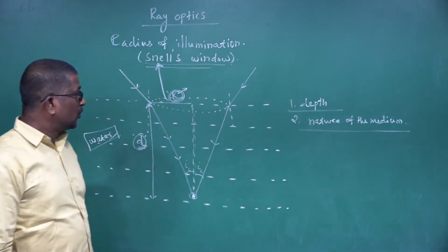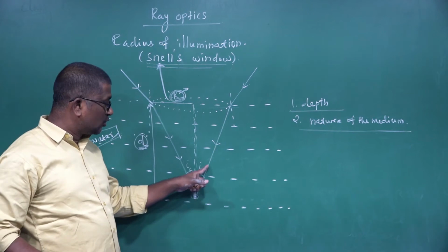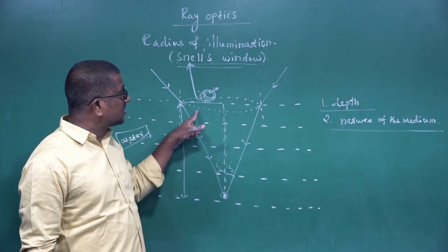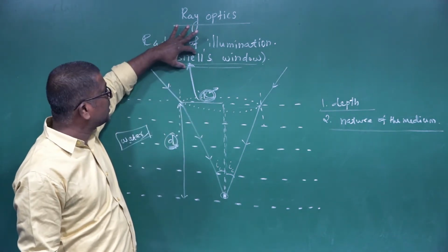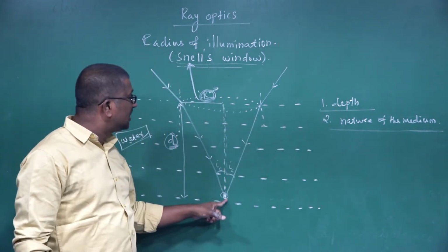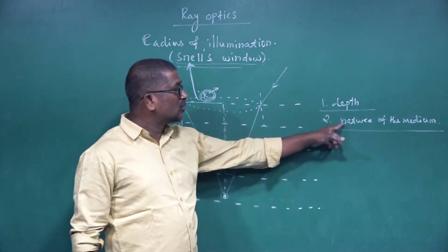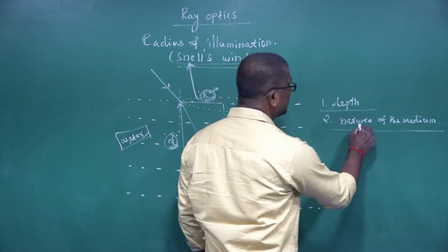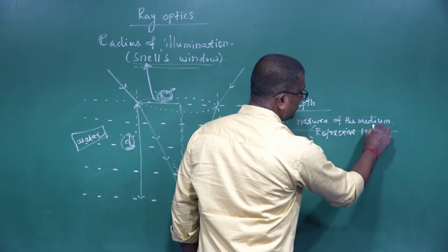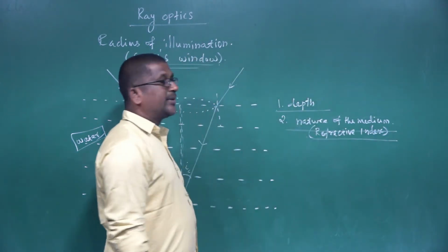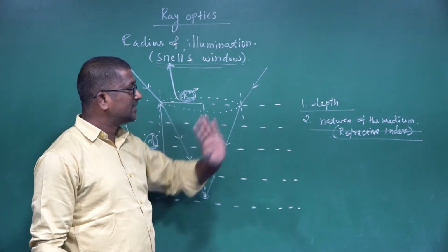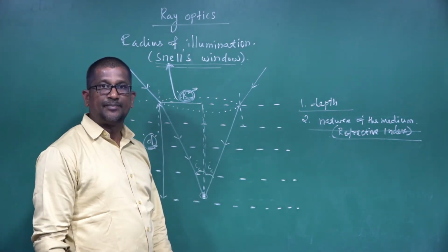So the view is restricted to a particular angle which is equal to the critical angle of the medium. This restricted illuminated circular area is called Snell's window. The radius of the Snell's window depends on two factors. One is the depth from the surface of the liquid and the second one is the nature of the medium, that is the refractive index of the medium. So the radius of the Snell's window depends on two factors: one is depth and the second is the nature of the medium.